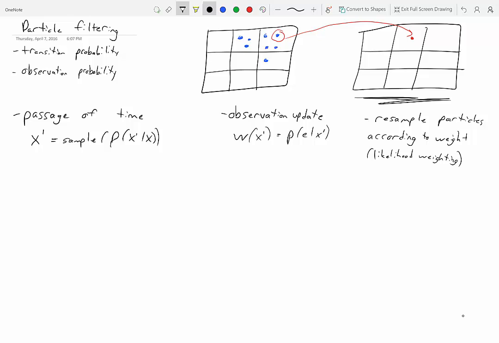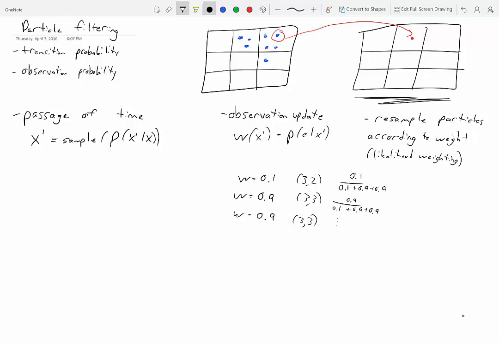So for example, let's say I have weight equals 0.1, weight equals 0.9, weight equals 0.9, and maybe the sample is at coordinate 3, 2, maybe there's one at 3, 3, maybe there's also one at 3, 3. So I would sample the first particle with probability 0.1 over 0.1 plus 0.9 plus 0.9, and I'd sample the second one with probability 0.9 over 0.1 plus 0.9 plus 0.9, and on and on.